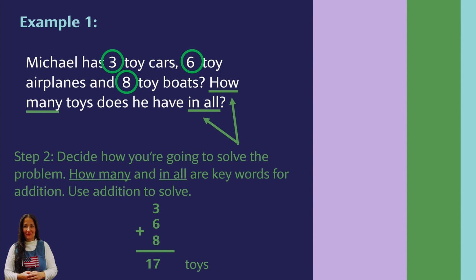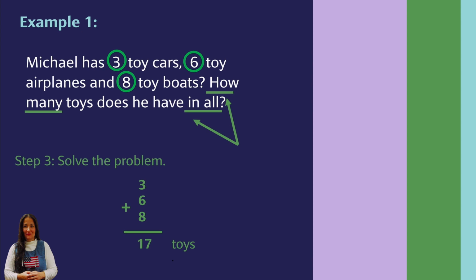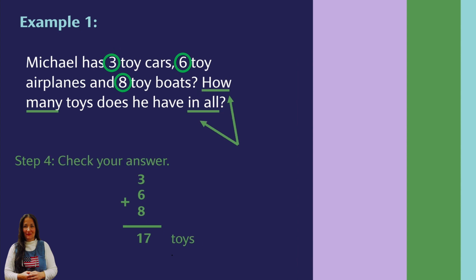Step 2. Decide how you're going to solve the problem. How many and in all are the key words for addition. Use addition to solve. 3 plus 6 plus 8 equals 17 toys. Solve the problem. 3 plus 6 plus 8 equals 17 toys. Check your answer. 8 plus 6 plus 3 equals 17.